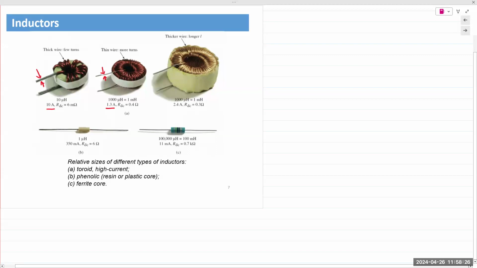So the inductance value, again, is directly proportional to N square. So if you look at the inductance here, it's only 10 microhenry versus 1,000 microhenry, 100 times higher, okay? And finally, there is the DC resistance, 6 milliohms versus 0.4 ohms. 0.4 ohms is 400 milliohms. So 400 versus 6, which kind of makes sense. The thicker the wire, the lower the resistance.